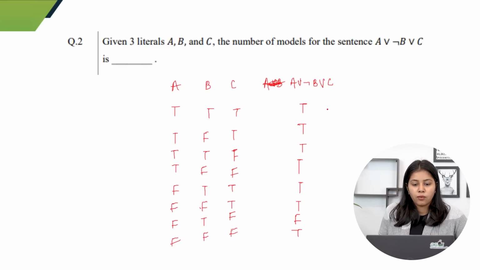So you can see how many times I am getting a true: 1, 2, 3, 4, 5, 6, 7. Out of 8 times, I am getting true 7 times. So that means the number of models is 7. For these three literals and for this sentence, we have 7 models. So this is the answer to this question.